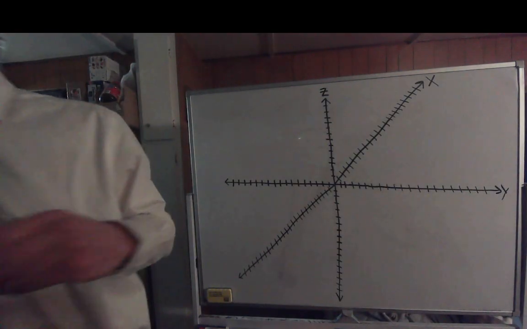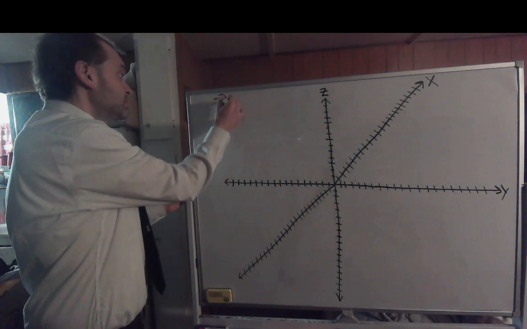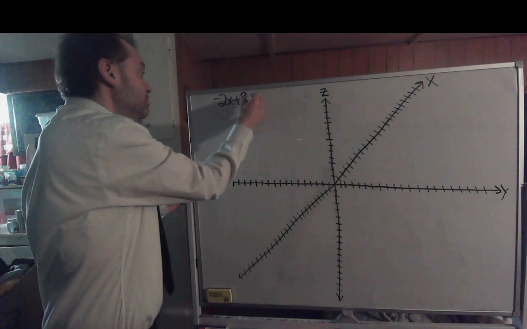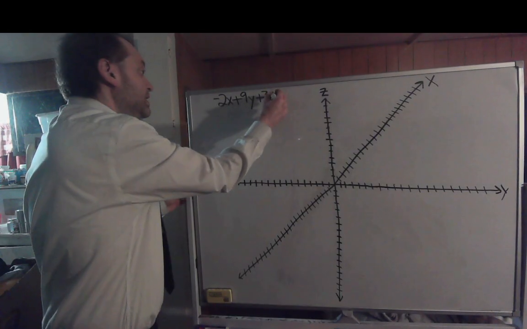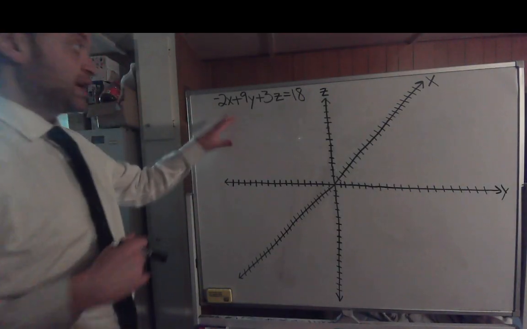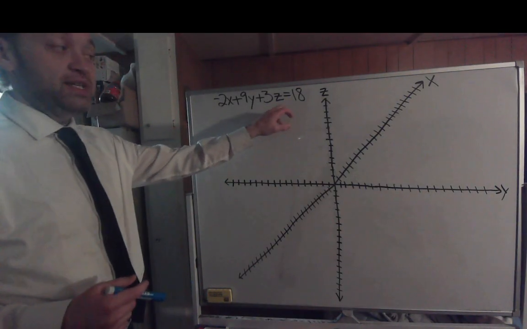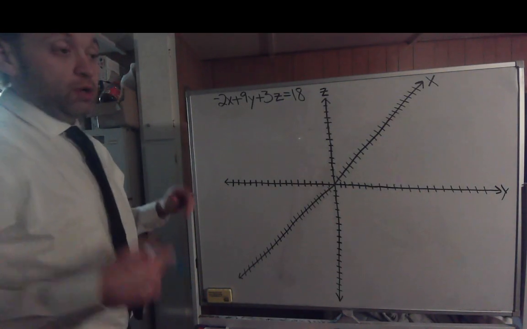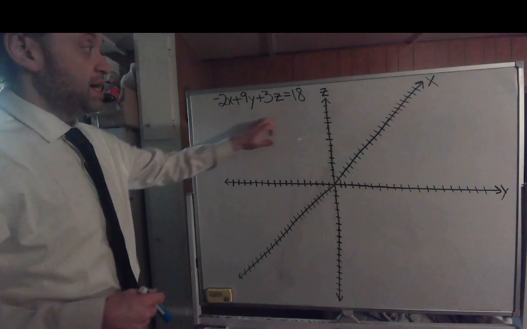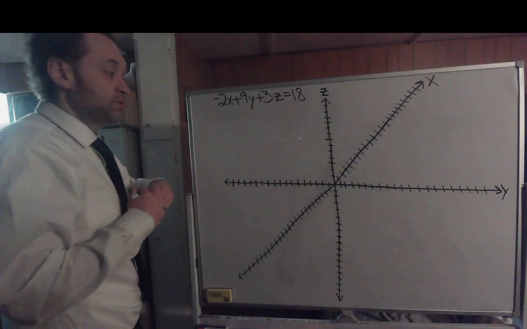All right, what if we had negative 2x plus 9y plus 3z equals 18? So we have the three variable linear equation, negative 2x plus 9y plus 3z equals 18. Well, again, let's solve for the x-intercept in order to graph this. So set y and z both equal to 0. You get negative 2x equals 18, giving you x equals negative 9.